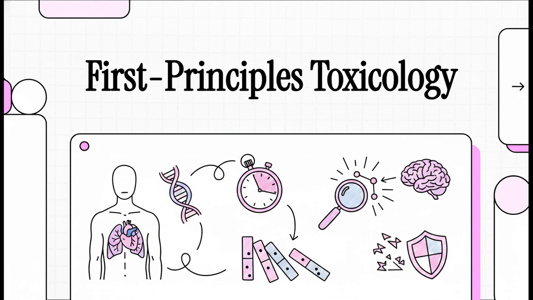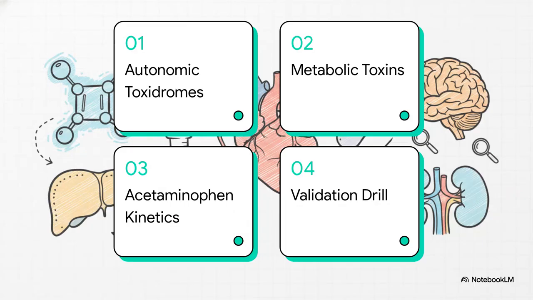But if you actually understand the physical mechanics, the why behind how these toxins work, all that clinical panic just completely fades away. All right, let's run through the mental syllabus real quick. We're hitting autonomic toxidromes first, then moving into metabolic toxins, onto acetaminophen kinetics, and finally, we'll wrap up with a mandatory validation drill to put what we've learned to the test.